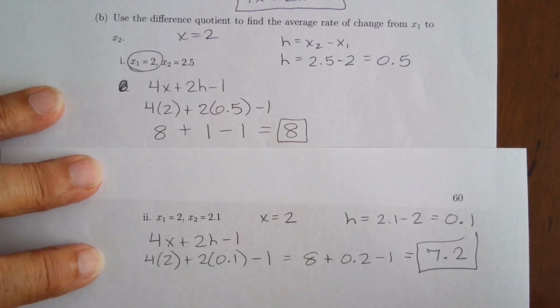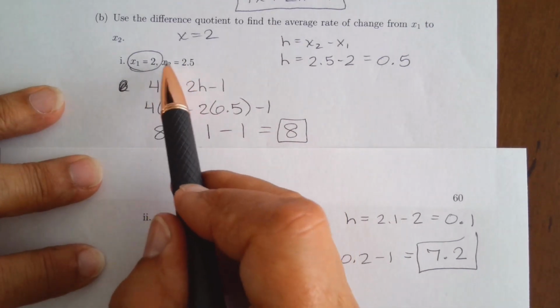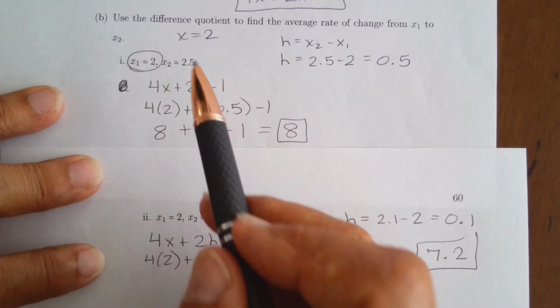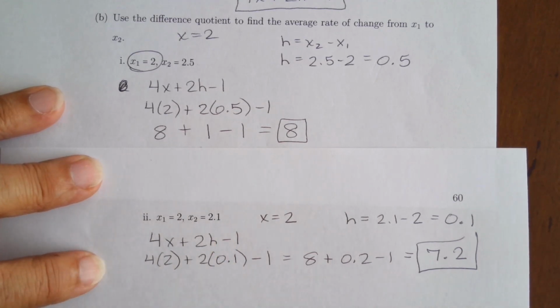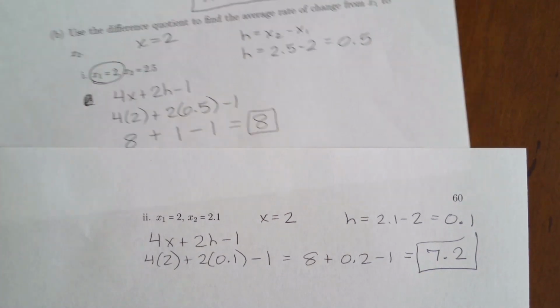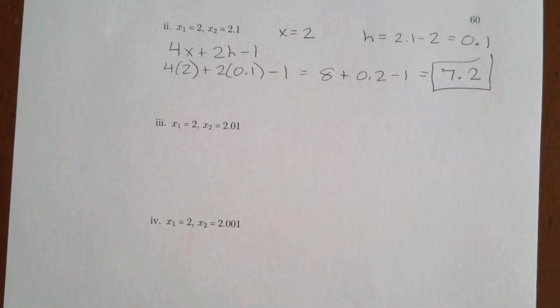Notice the distance between the x's was a half here. Now the distance between the x's is just 0.1. So we're kind of looking at limits here. If you think about it, we're getting closer and closer. Right? That's a limit problem.